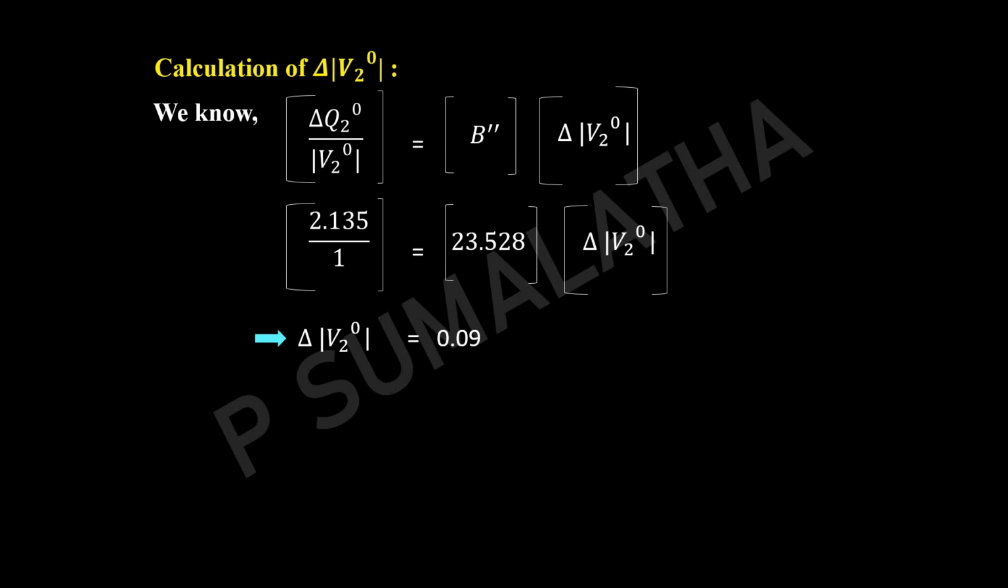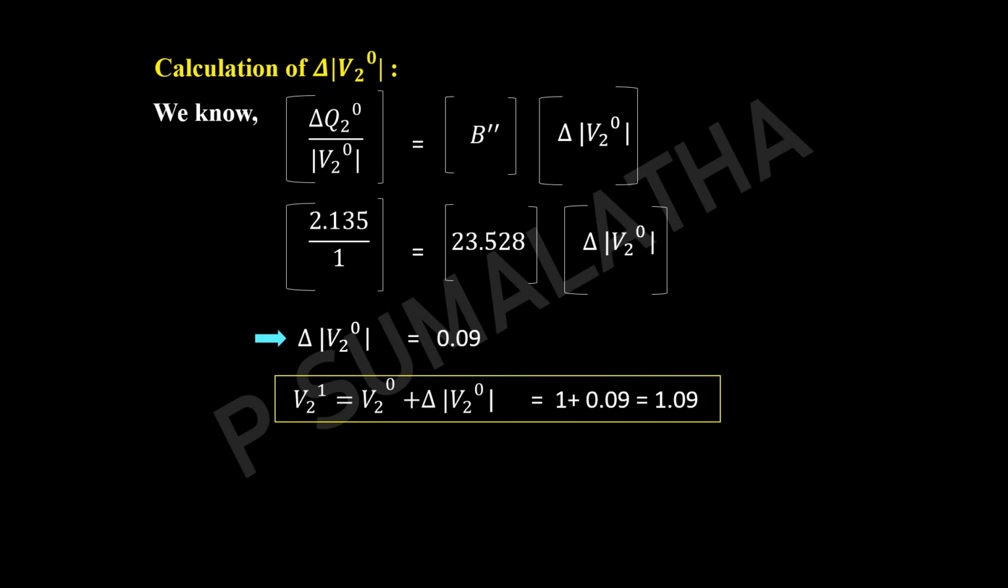By simplifying these equations, we got delta mod V2 as 0.09 per unit. So however you have done for the phase angle, here also V2 value after the first iteration will be equal to V2 value at 0th iteration plus the change in the voltage magnitude. So we know the voltage of the second bus is considered as 1 per unit plus the change in the voltage is 0.09. So therefore the actual value that the bus is operating after the first iteration is 1.09 per unit. With this we have got all the voltage magnitudes and the phase angles also.